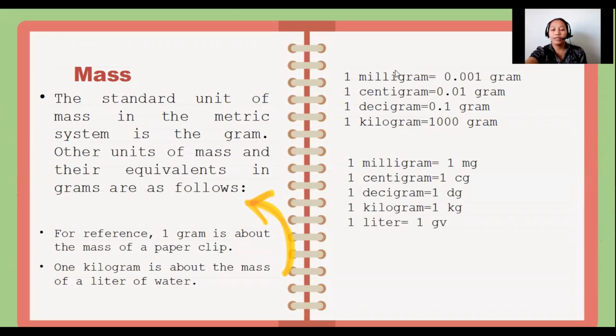1 milligram is also equal to 0.001 gram. 1 centigram is also equal to 0.01 gram. 1 decigram is 0.1 gram, and 1 kilogram is 1,000 grams. 1 milligram is 1 mg, 1 centigram is 1 cg, 1 decigram is 1 dg, 1 kilogram is 1 kg, and 1 gram is 1 g.